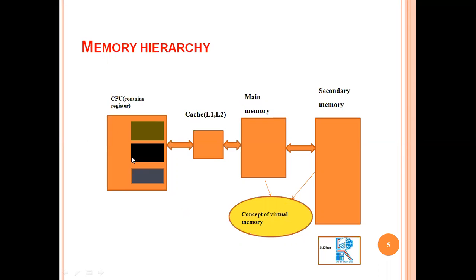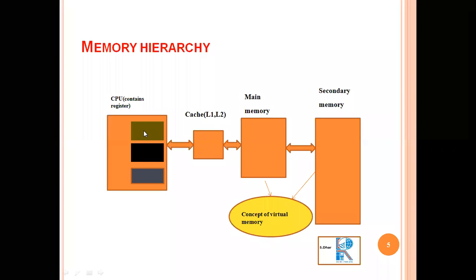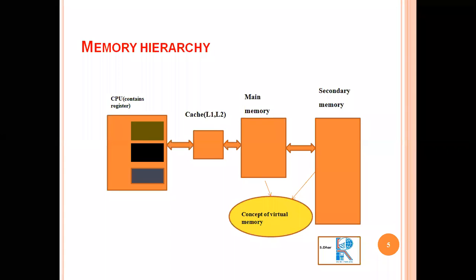Remember that all these memories, internal memory, cache memory, main memory, secondary memory, have existence, that they are hardware devices. But this virtual memory is not a device, it is a concept. This concept is actually executed with the help of the operating system. And remember, in the memory hierarchy, the speed is the highest at the top, so the cost is the highest. Speed directly varies with the cost. If the speed is high, the cost will be high.